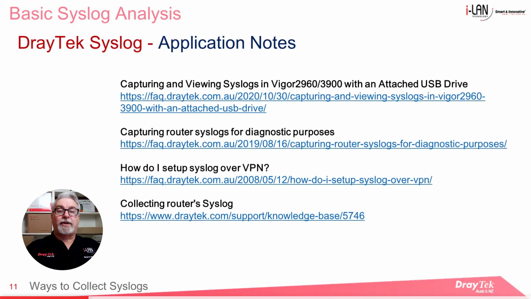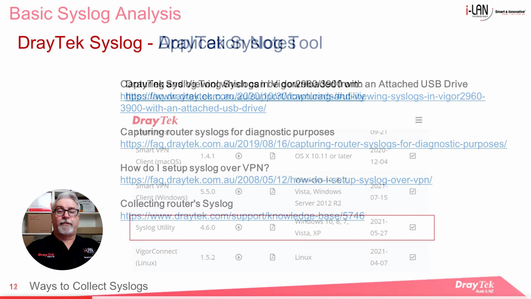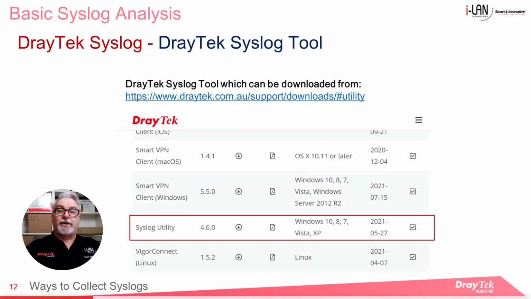There's a number of application notes available in our knowledge base showing the different methods that can be used. I'll go over each of these methods now, but I'll also include these links in the description below. The first method is the syslog tool, which runs on a Windows PC. It can be downloaded from our website utilities downloads page as shown here, and I'll include a link to that in the description below as well.